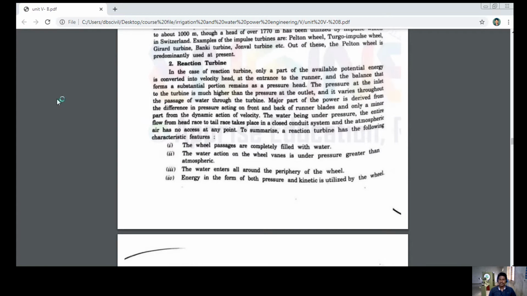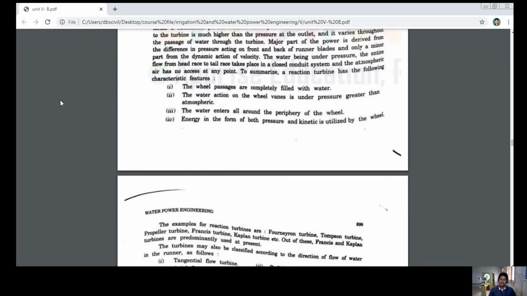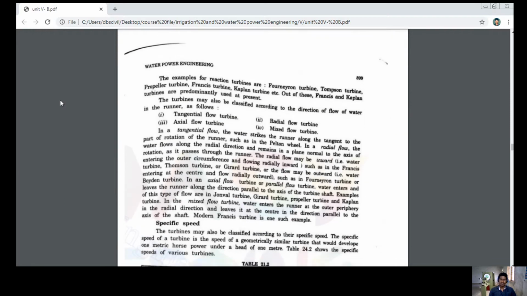To summarize, a reaction turbine has the following characteristic features. The wheel passages are completely filled with water. The water acts on the wheel vanes under a pressure greater than atmospheric. The water enters all around the periphery of the wheel. Energy in the form of both pressure and kinetic energy is utilized in the wheel.